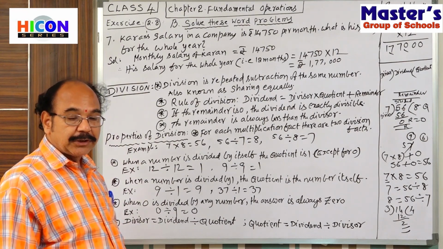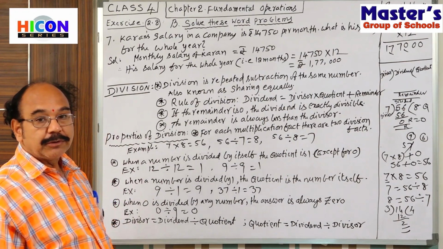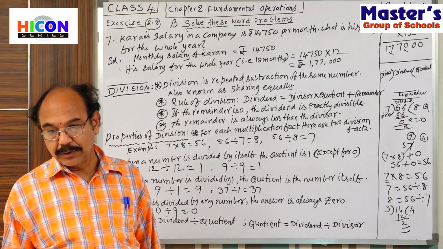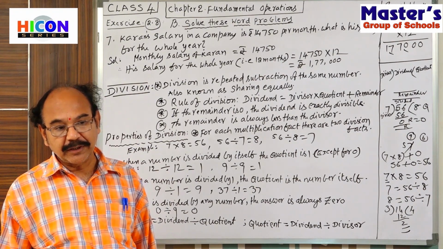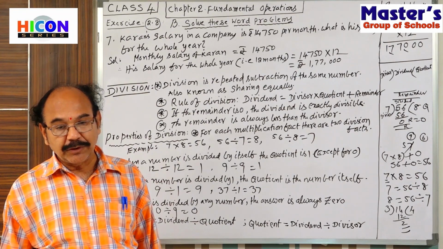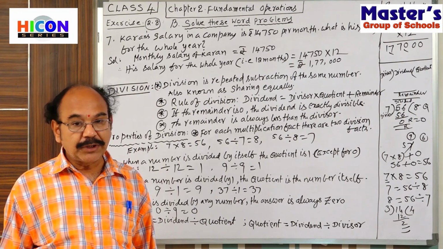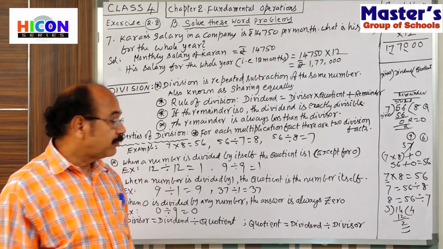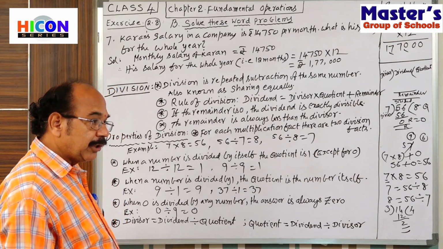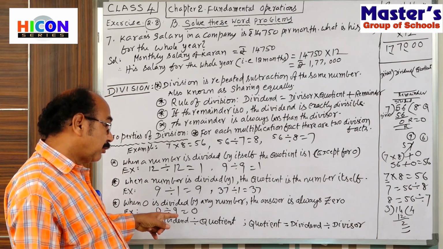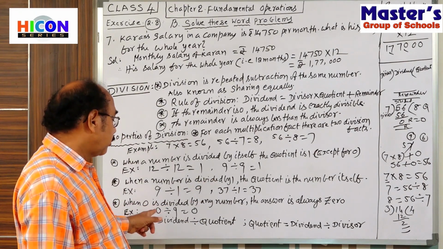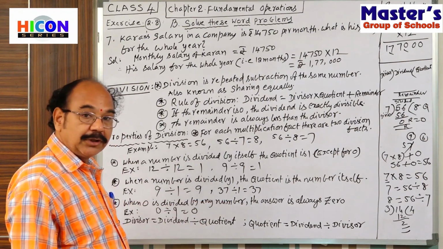But something by 0 is not possible. Division by 0 is not possible. Division by 0 is meaningless. Division by 0 is not defined. That is undefined. Okay, children? We can't divide with 0. But if 0 is divided by any number, then we can get 0 only. So 0 divided by 9 is equal to 0. The answer is always 0. Okay. When 0 is divided by any number, the answer is always 0.